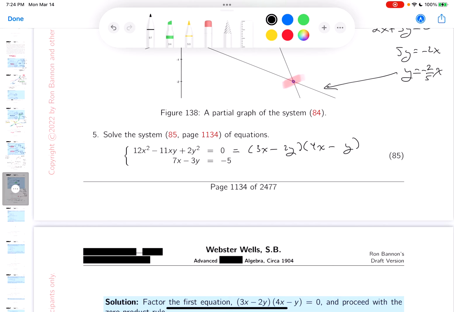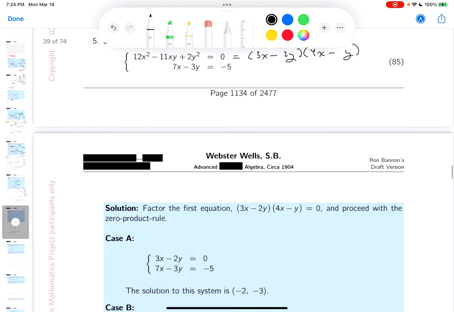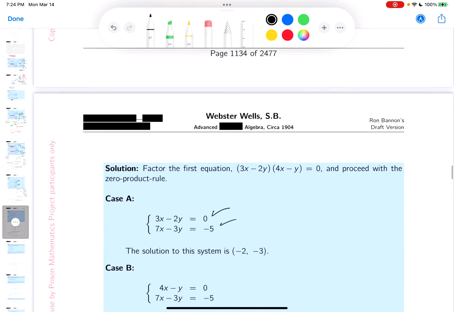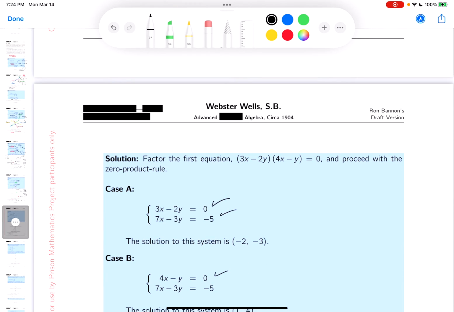So I got 4 combinations. I'm sorry, I have 2 combinations. 3x minus 2y equals 0. And the second equation, 5x minus 3y equals minus 5. The other combination is 4x minus y equals 0. And 7x minus 3y equals minus 5.